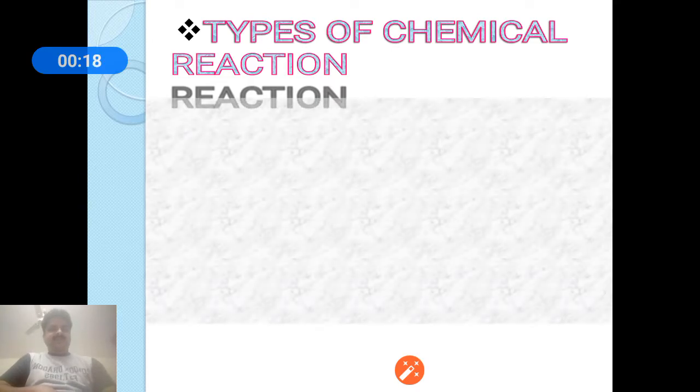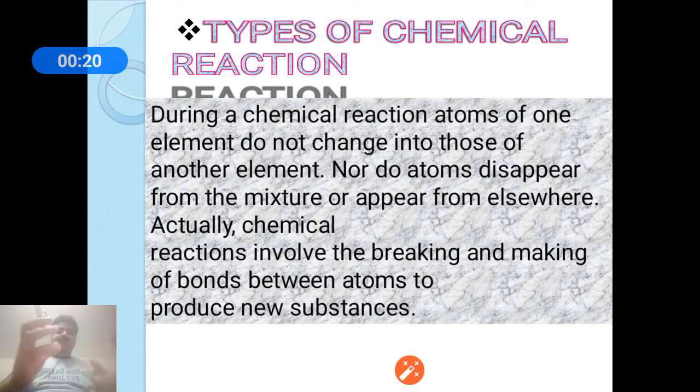In class 10th, up to now, we have discussed how to balance a chemical equation. Now, in today's lecture, we will discuss the types of chemical reaction. During a chemical reaction, atoms of one element do not change into those of another element, nor do atoms disappear from the mixture or appear from elsewhere. Chemical reactions involve the breaking of old bonds and making of new bonds between atoms to produce new substances.